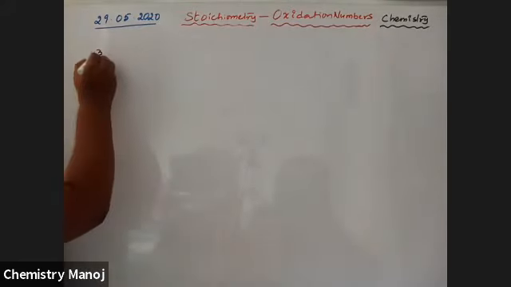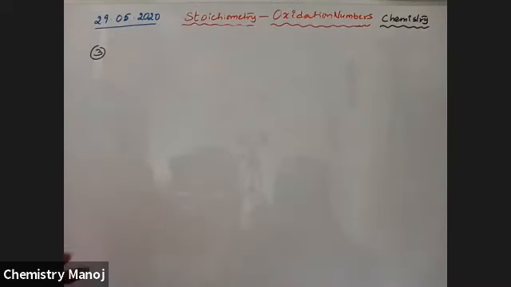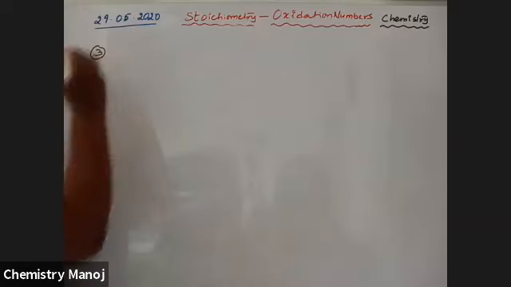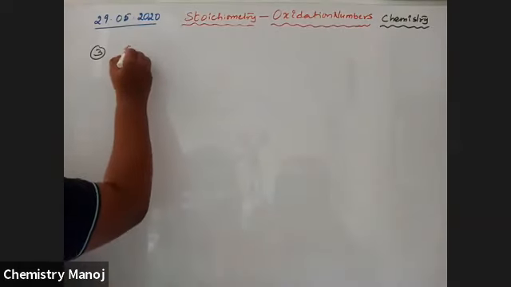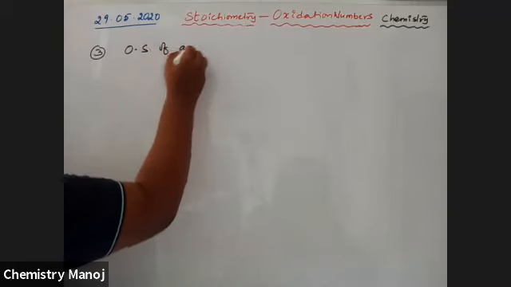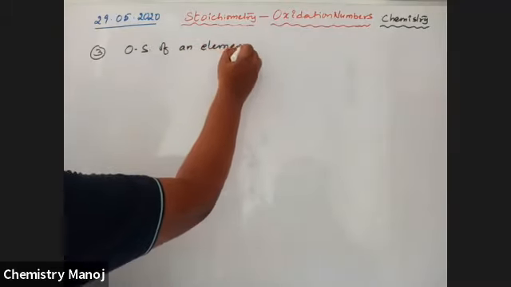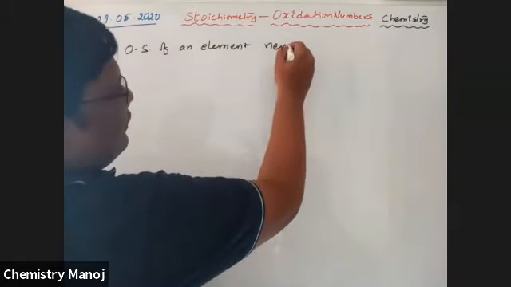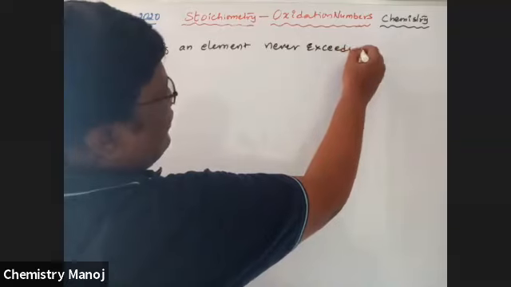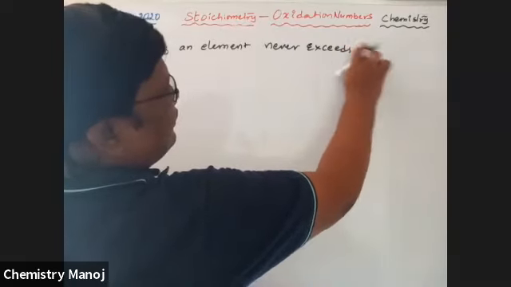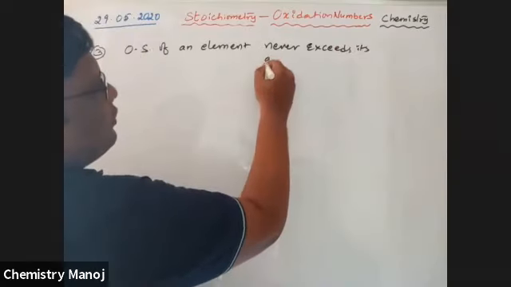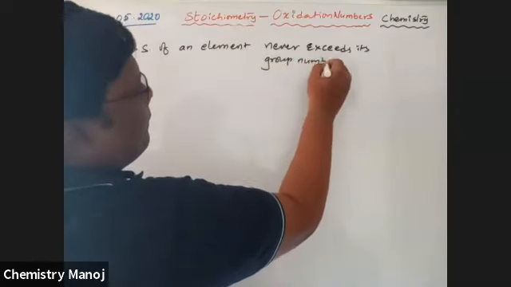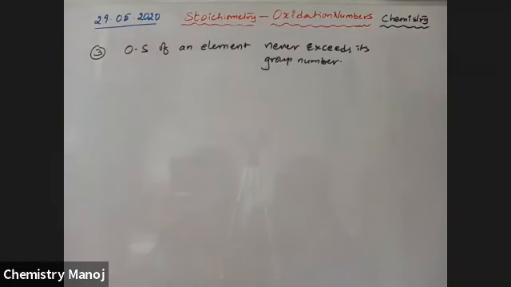Next, third point. So I'm going to give some rules to calculate unknown elements' oxidation states. These are the standard conditions. Third point. What is this third point? The oxidation state of an element never exceeds its group number.